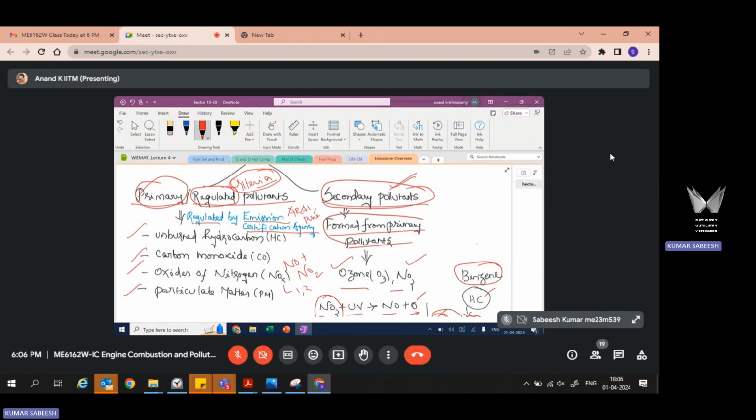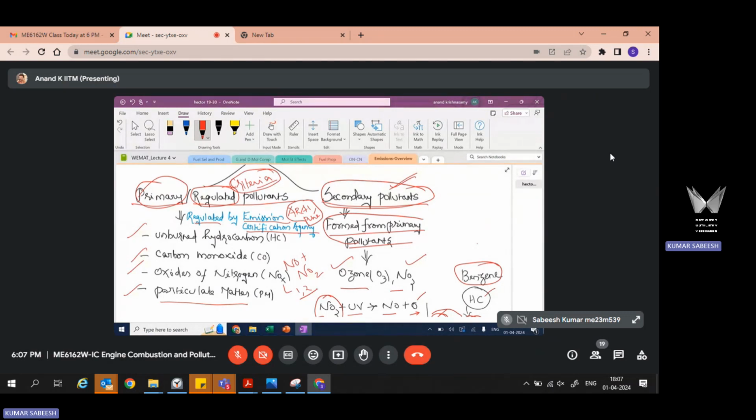Unburnt hydrocarbon, carbon monoxide, oxides of nitrogen, which include NOx, where x is equal to 1 and 2, that is NO and NO2, and particulate matter, or simply particulates. These four are the designated regulated criteria pollutants because their concentration needs to be checked by an emission certification agency. In India, we have ARAI in Pune. They are the legal emission certification agency. So any new vehicle should comply with the concentration limits of these four pollutants according to the current standards.